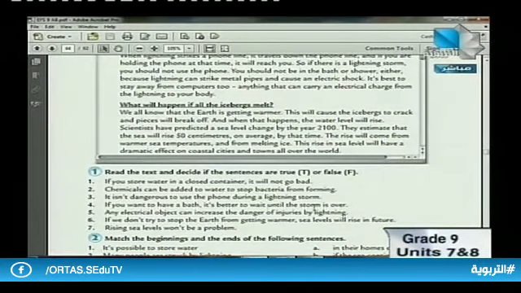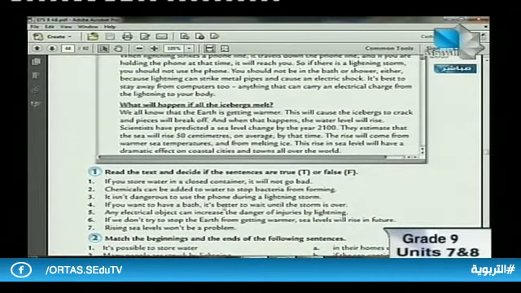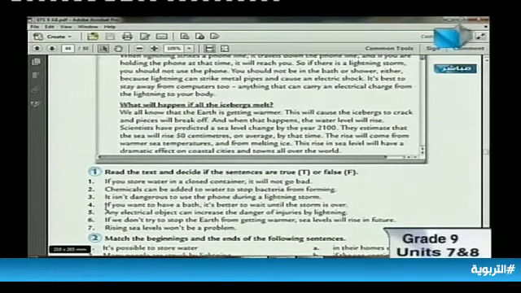Number 4, if you want to have a bath, it's better to wait until the storm is over. As we said, you should not have a bath or shower when there is a lightning storm, or where there is lightning. So it is true, right? Yes.